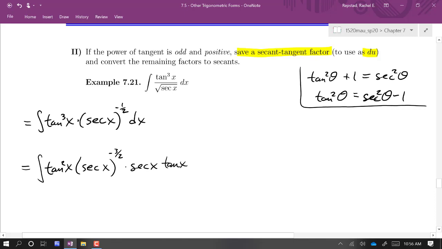Take a moment to look at this and convince yourself that these are equal. It's really just using the rules of exponents, right? So secant to the negative 3/2 times secant to the first does give us secant to the 1/2 because we have to add the exponents. So now if we saved a secant tan at the end to be du, that means u has to be secant x.